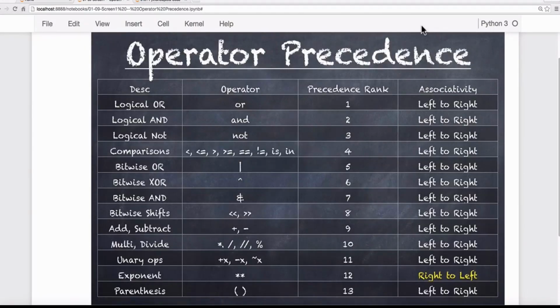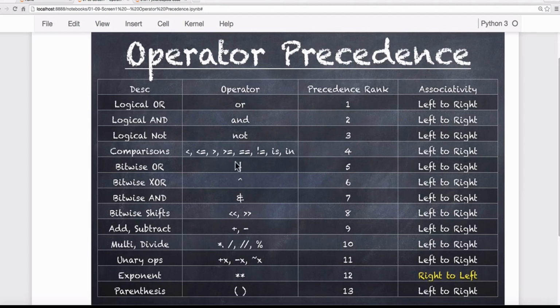Hi, welcome back. In this lecture, we'll see what the Python operator precedence rules are. In evaluating expressions, the Python interpreter follows some rules. These are called operator precedence and associativity rules. If there are multiple operators in an expression, the Python interpreter follows these precedence rules. Each operator has a precedence rank.